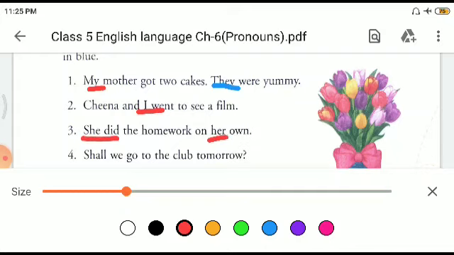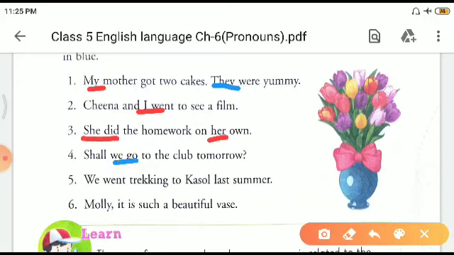Shall we go to the club tomorrow? Here we is used generally for the plural, so I will be underlining we with blue. This is how you have to do this exercise. We were trekking to Kasur last summer. Again we, so you will be underlining it with blue. Molly, it is such a beautiful vase. It is neuter but singular, so you will be underlining it with red.